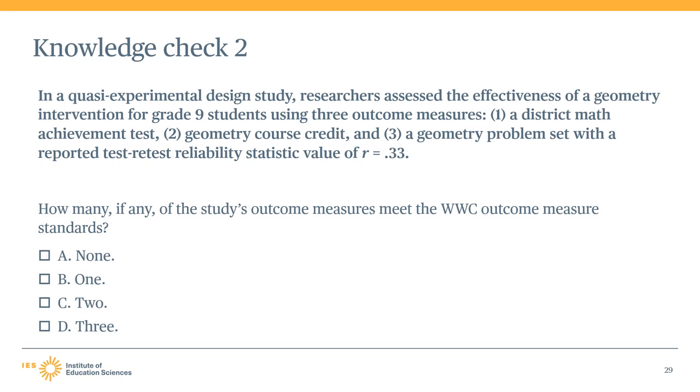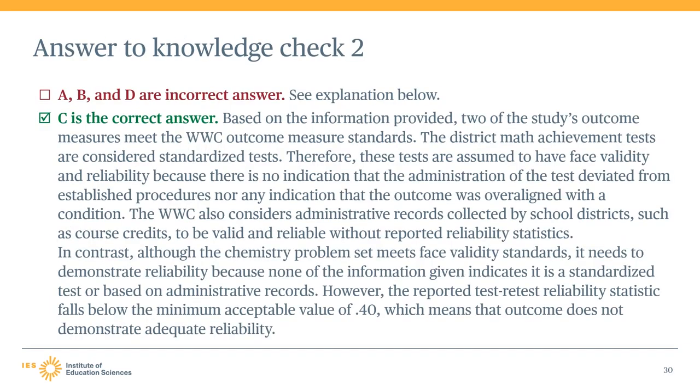Your answer options are A, none, B, 1, C, 2, and D, 3. You may want to pause the video while you think about your answer. The correct answer is C. Based on the information provided, 2 of the 3 outcome measures from this study would meet the outcome measure standards.